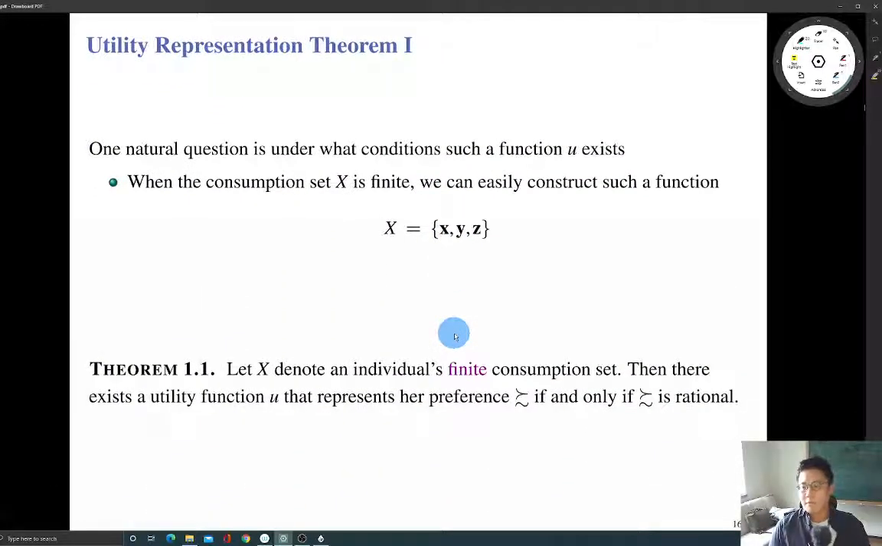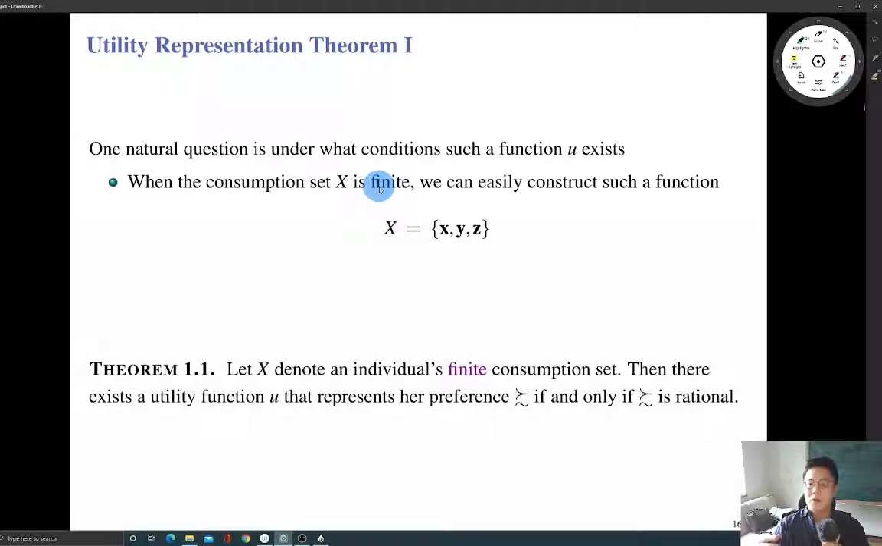All right, then one follow-up question that arises is, we may wonder under which conditions we have such a utility function, okay? So that is called the utility representation theorem in economics. So now we are looking for some conditions under which some given preference relation is represented by a utility function, okay?